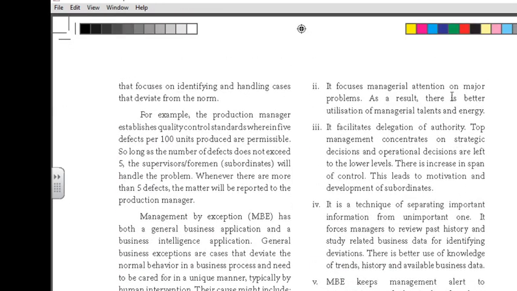Next, it focuses on managerial attention on managerial problems. As a result, there is utilization of managerial talents and energy. Next is that top management concentrates on strategic decisions. Very important, remember this. Top management concentrates on strategic decisions. Operational decisions are left to the lower level. பெரிய விஷயம் எல்லாத்தையுமே they are saying it is operational decisions. Strategies are taken by the top and operational decisions are left to the lower management, and there is an increase of span of control.